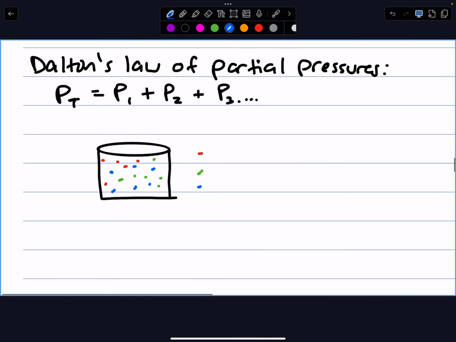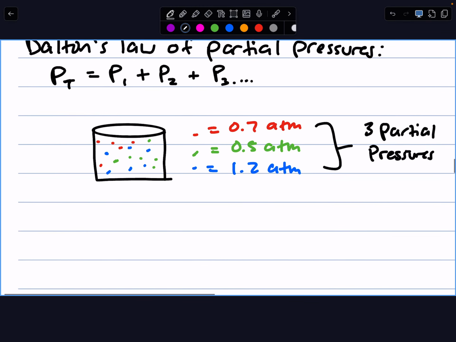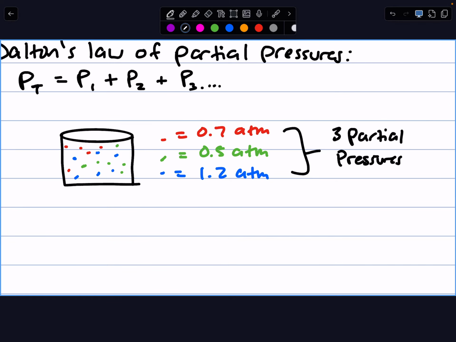So we'll say this one has a pressure of 1.2 ATM. This one has a pressure of 0.5 ATM. And this one has 0.7 ATM. So basically, each colored dot that I drew is a partial pressure, right? So I have 3 partial pressures, and you add them up to get the total pressure.